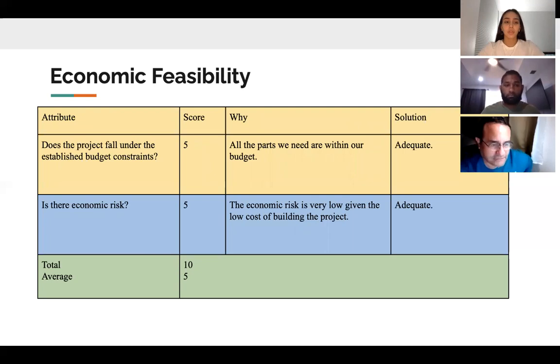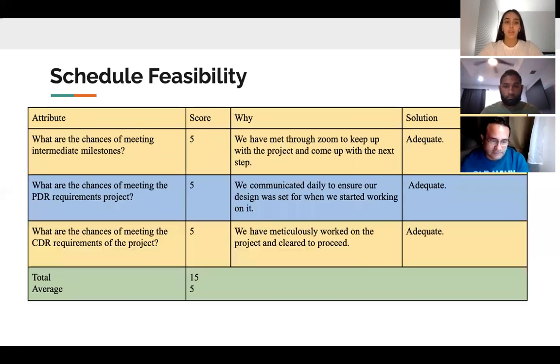Next, we go on to the economic feasibility. Does the project fall under the established budget constraints? Yes, so a 5. All the parts are within our budget. Is there economic risk? We give it a 5 because the risk is very low. Since we didn't spend so much money on the project, there's not much risk. Our total was 10 and the average was 5.